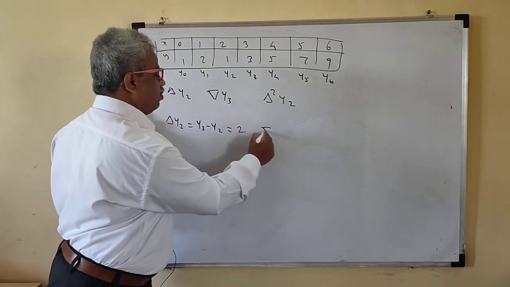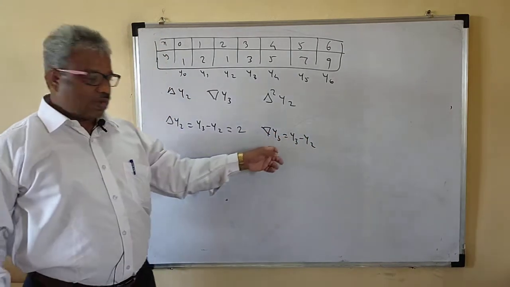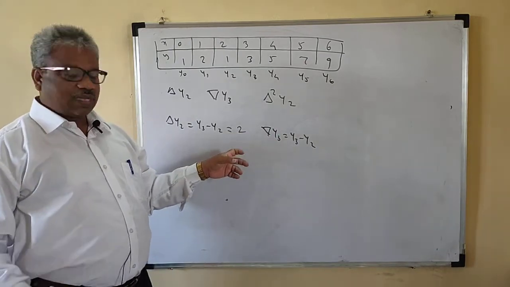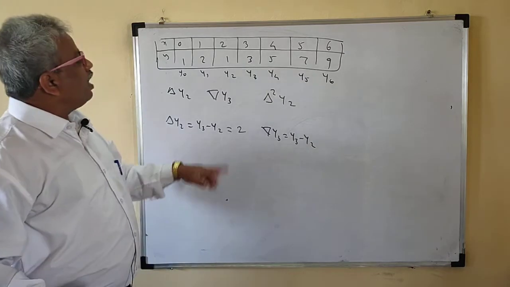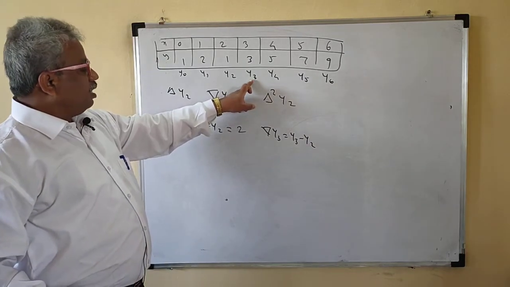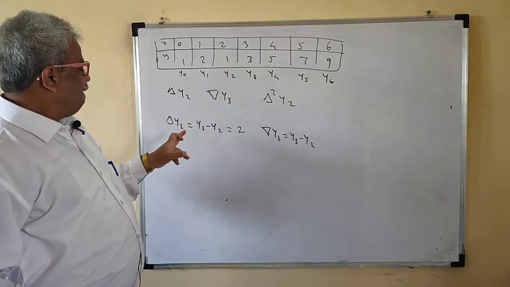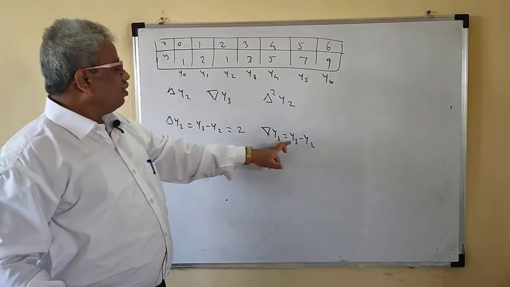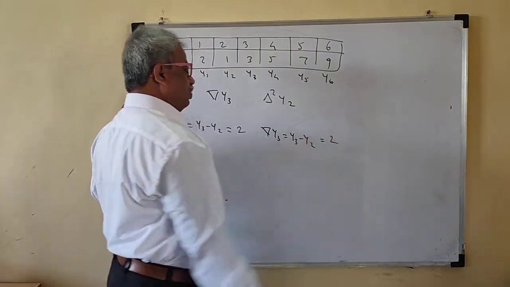This is backward difference now. This is ∇y3, which is y3 minus y2. You have to take care of the forward difference and backward difference. This is the backward difference, y3 minus y2. What is your y3? y3 is this, so this minus this is 3 minus 1. So this will be 2 now.